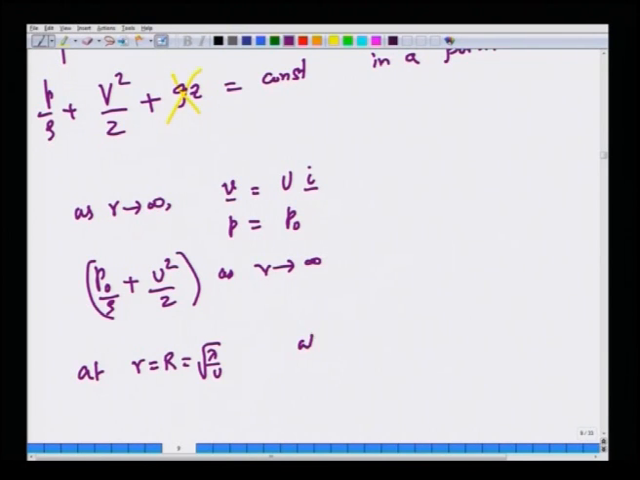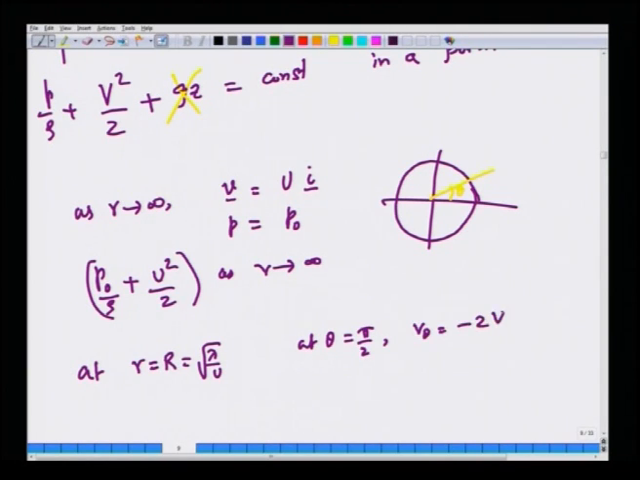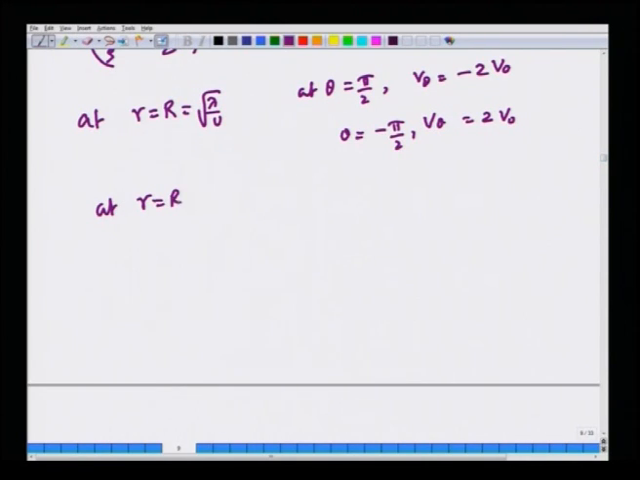Suppose you put a coordinate system, and this is theta. At theta equals pi by 2, v theta is minus 2 v naught, and at theta equals minus pi by 2, that is if you go like this, v theta is 2 v naught. At r equals capital R, v r is 0 by definition, because there is no normal velocity into the surface of the cylinder. That is how we identified that there is no normal velocity at the streamline when capital R equals square root of lambda by u.